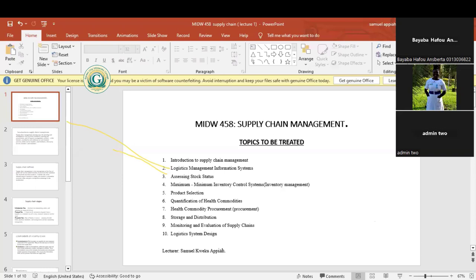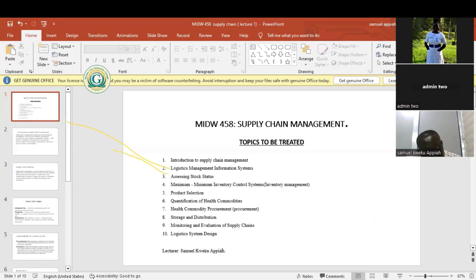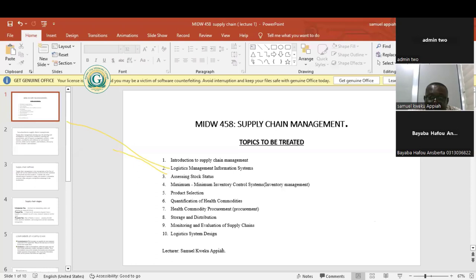Because logistics deals with the distribution or the transport. That is why we often use logistics and transport. So when you are separating supply chain from logistics, warehousing, transport, distribution, storage, they all come under logistics, like shipping and all those things.